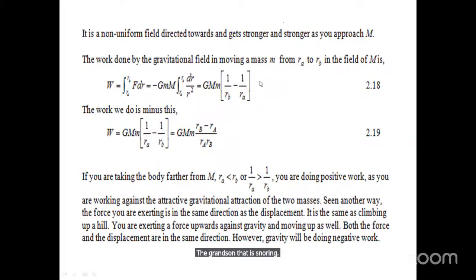The work done by the gravitational field in moving from RA to RB in the field of M equals the integral from RA to RB of F dr, which equals minus GMm, integral from RA to RB of dr over R squared. Who cannot carry out that integration? What is the integral of dr R to the power minus 2? That is minus 1 over R, plus an arbitrary constant. If you are carrying out the integration between two limits, then the arbitrary constant can be ignored because it will cancel out.